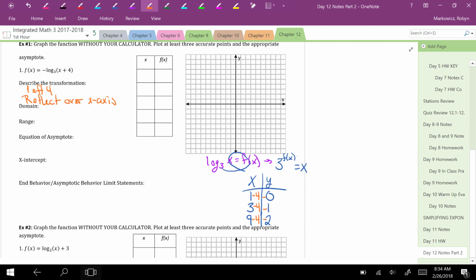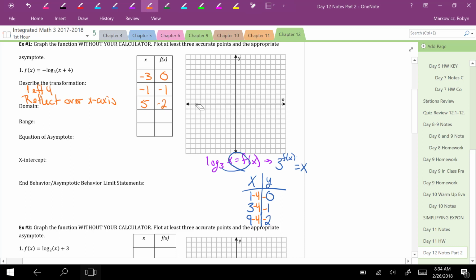What is 1 minus 4? So I'm going back to my parent function and doing the math here. 1 minus 4 is -3. And then the opposite of 0 is just 0. What is 3 minus 4? Negative 1. And then the opposite of positive 1 is negative 1 for the y. What is 9 minus 4? 5. The opposite of positive 2 is negative 2. So that's my y. Questions?